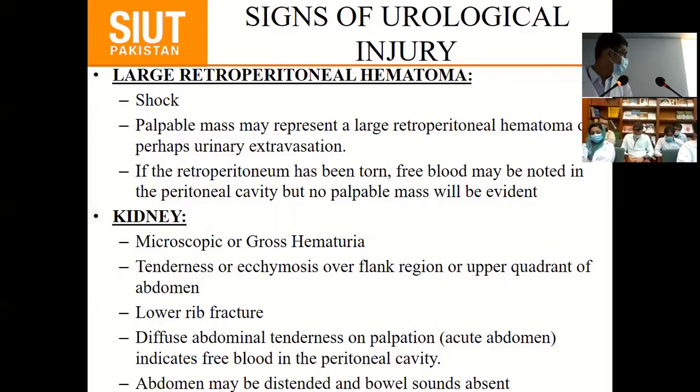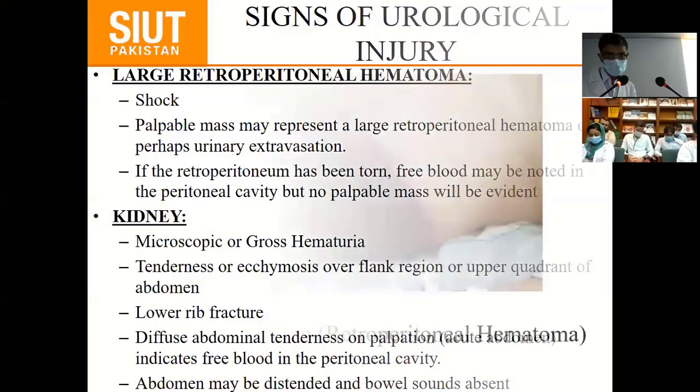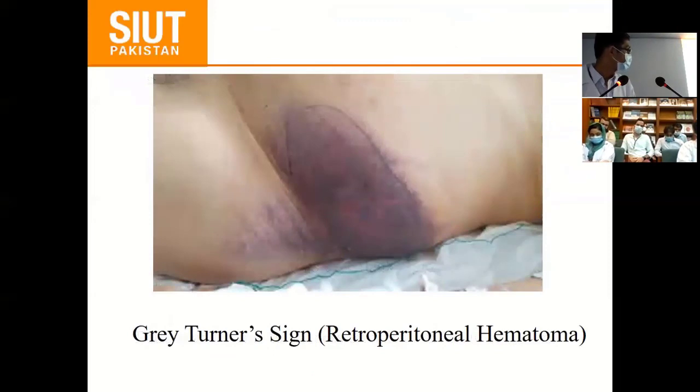It may cause any tenderness or ecchymosis over the flank region or upper quadrant of the abdomen. A patient with lower rib fracture must make us think of kidney trauma. Diffuse abdominal tenderness on palpation, and the patient can also present with acute abdomen. It will indicate any free blood in the peritoneal cavity. Also, the patient's gut sounds will be absent and the abdomen will be distended. This is the image showing Grey Turner sign of retroperitoneal hematoma.